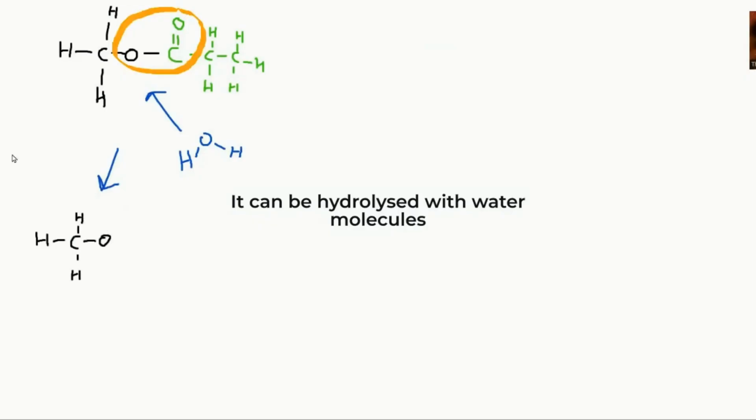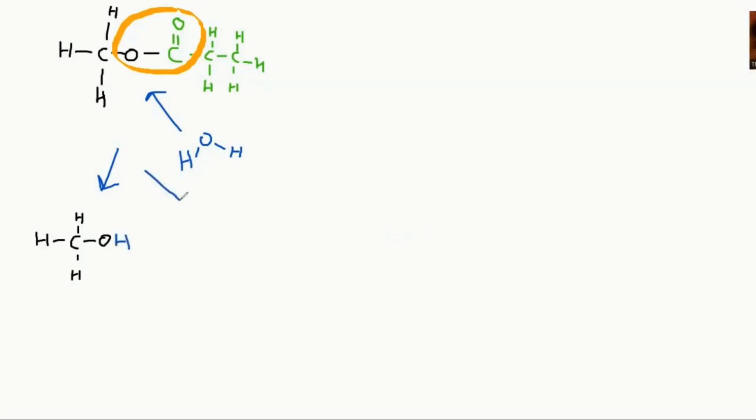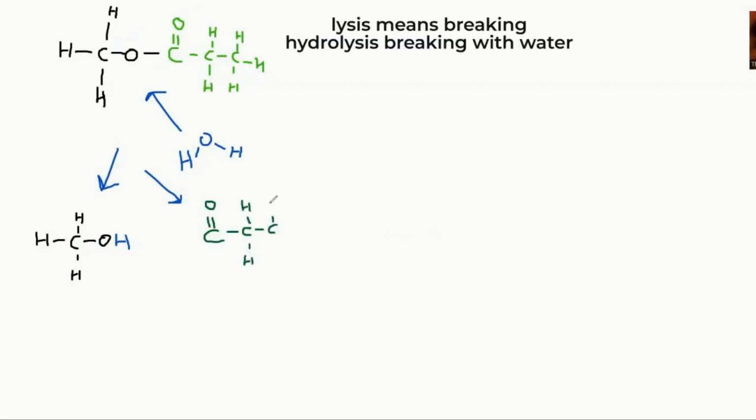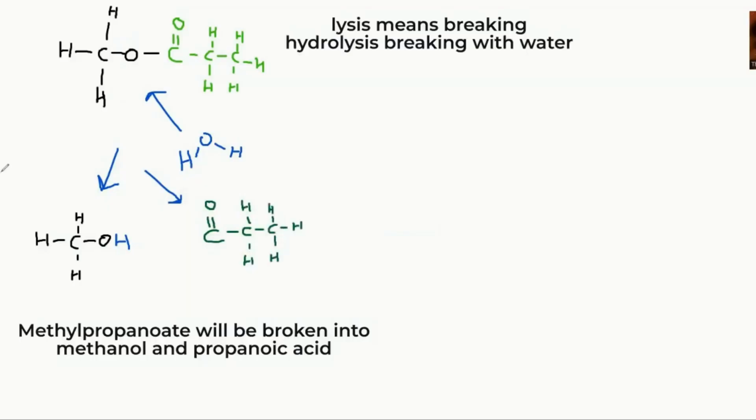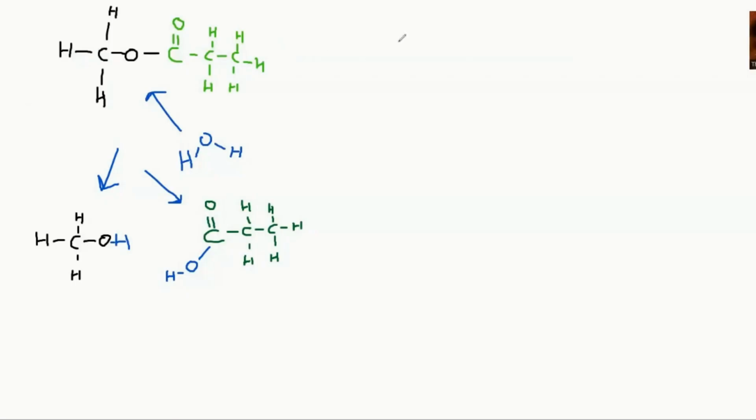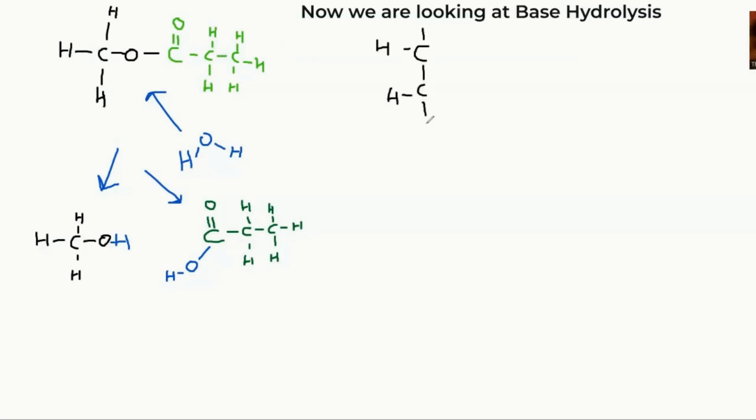Now we can hydrolyze this ester link. We can break this ester linkage with a hydrolysis reaction with water under acidic conditions, and we're going to form methanol and propanoic acid. So methyl propanoate is broken into methanol and propanoic acid, and I've drawn in blue where the hydrogen and the oxygen have ended up. Now let's look at base hydrolysis, which is slightly different. So we're going to look at base hydrolysis now.